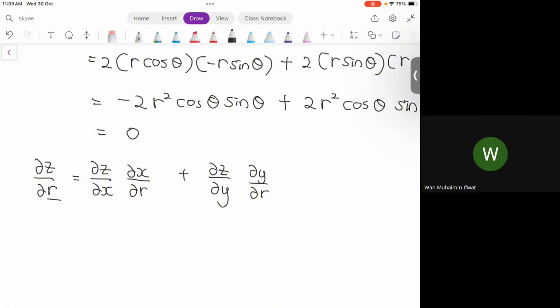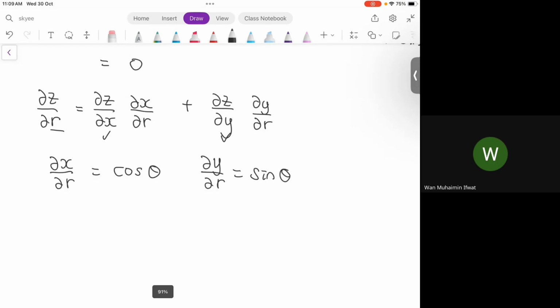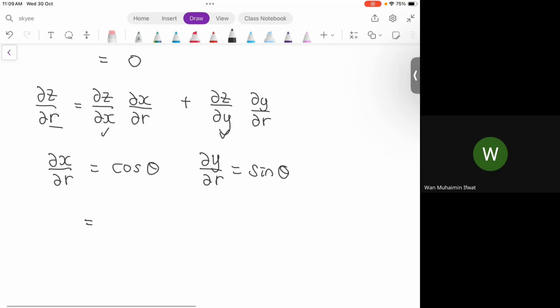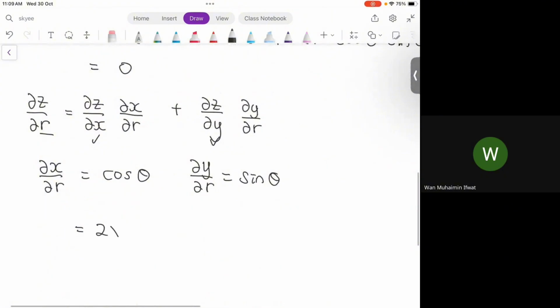Okay, so we don't need to repeat these two things. We just need to find out what del x del r is. Del x del r will be equal to cos theta, very easy. And for del y del r, it will be equal to sine theta. So we're going to replace it here. So it is 2x cos theta plus 2y sine theta. Just replace it back into your equations.